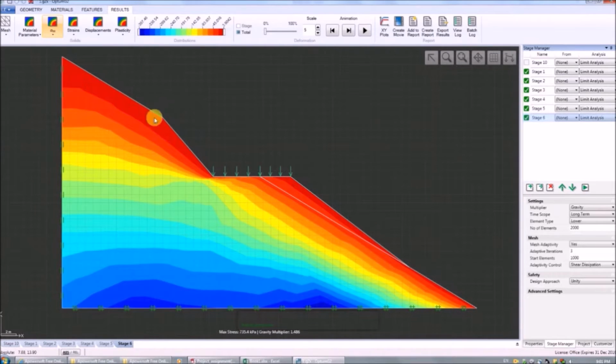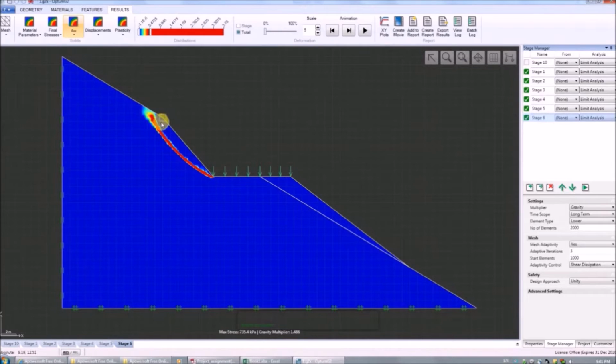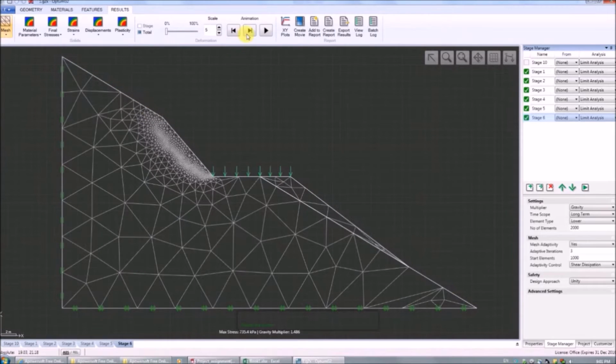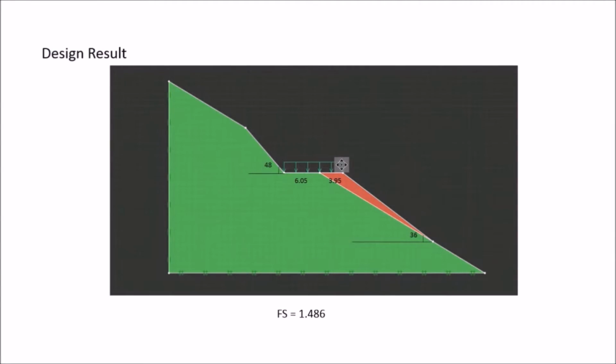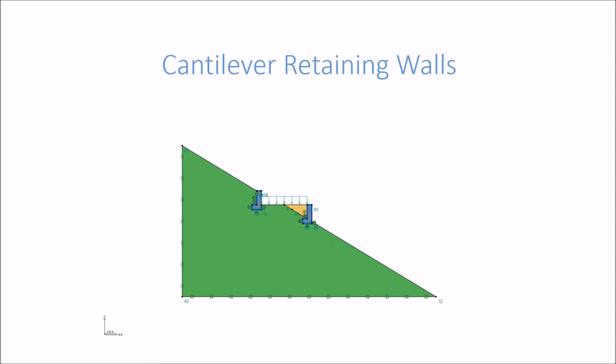factor. This is the stress distribution of stage 6, and this is the strain distribution, and we can predict that the critical slope is slope 1, and this is the failure mode. Finally, the two angles of the design are 48 and 36 degrees, and the safety factor is 1.486.